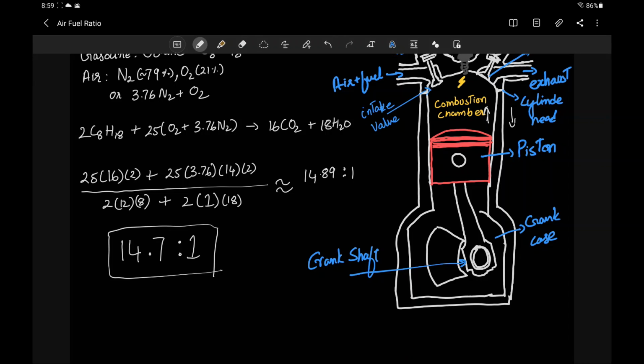In the next video, we'll try and learn how to read this data from our car to know its condition. What do we mean when it is running rich or lean?